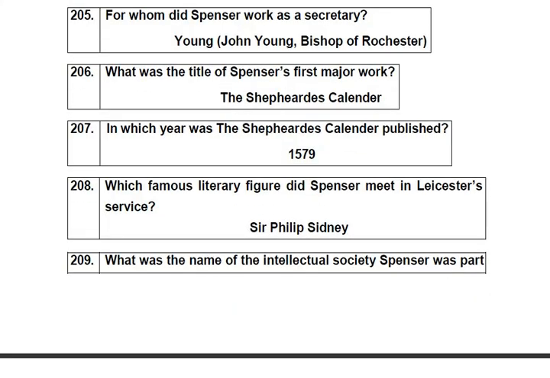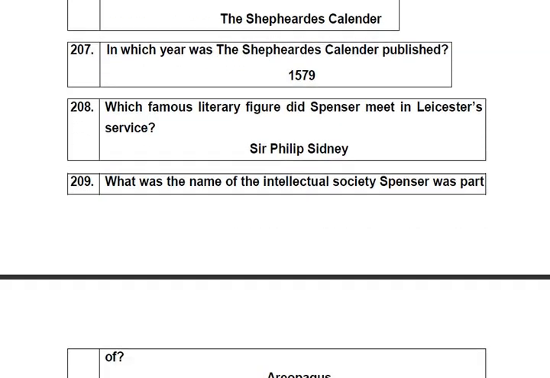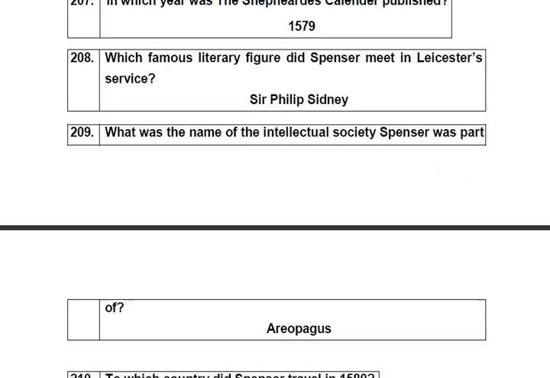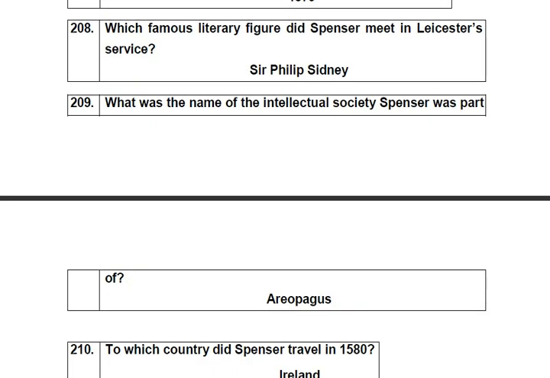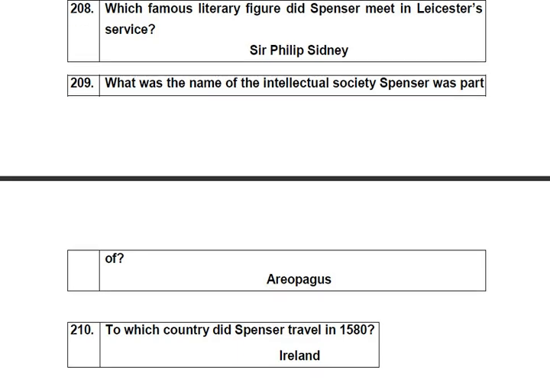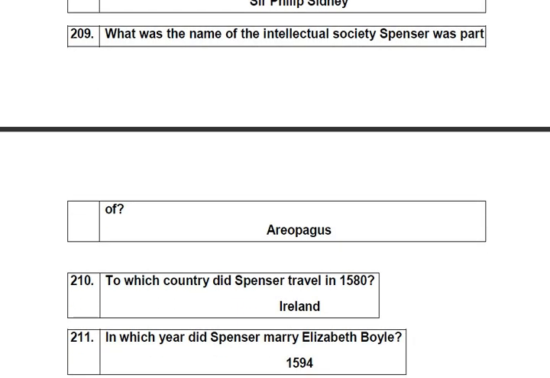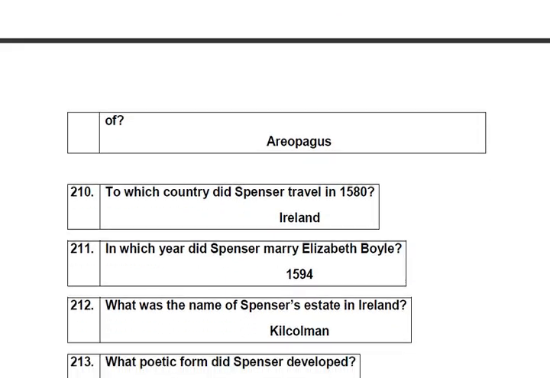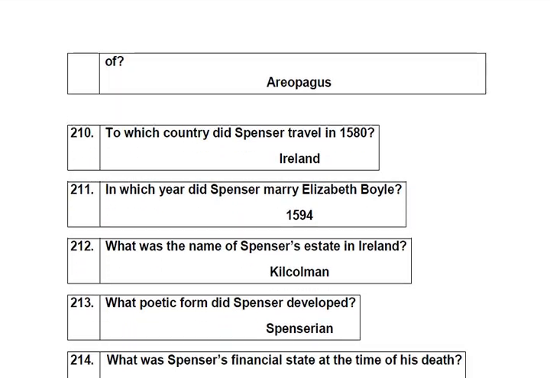What was the title of Spenser's first major work? The Shepherd's Calendar. In which year was the Shepherd's Calendar published? 1579. Which famous literary figure did Spenser meet in Leicester's service? Sir Philip Sidney. What was the name of the intellectual society Spenser was part of? Areopagus.